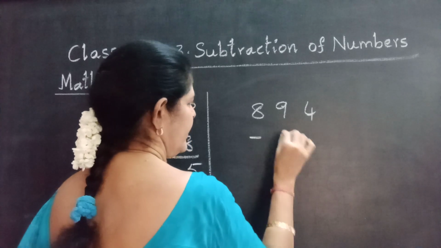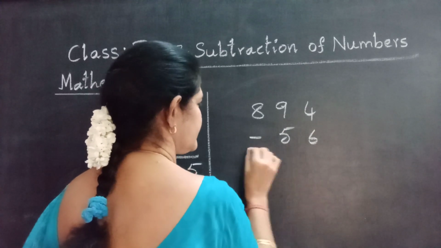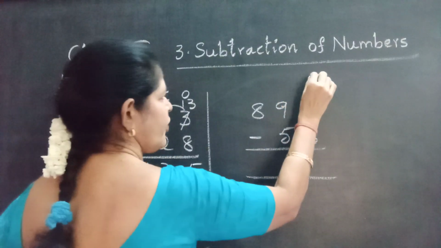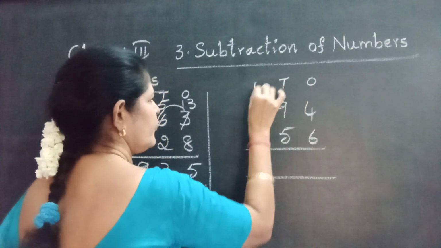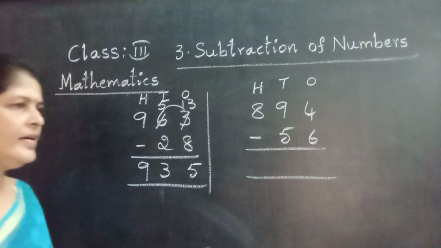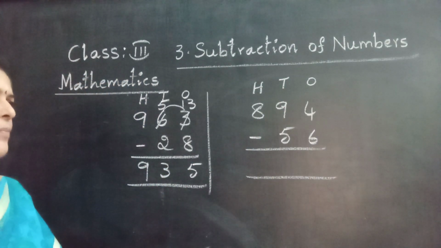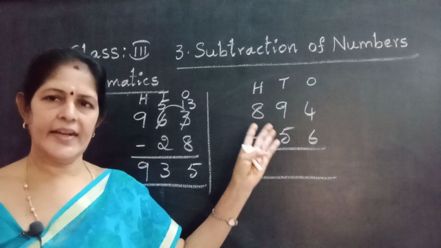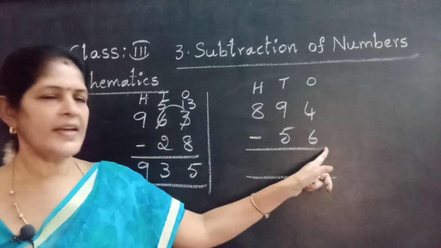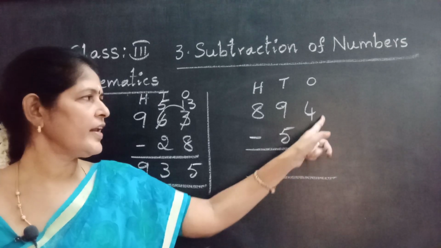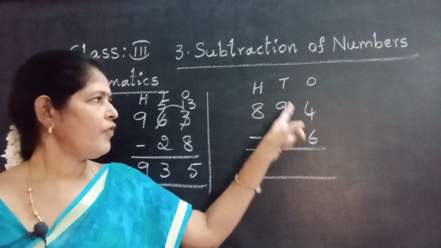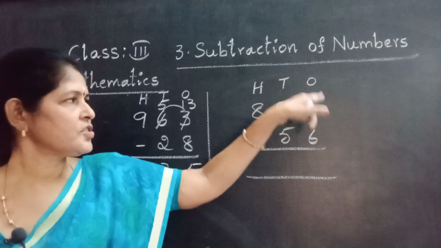894 minus 56. One more example. Yes, start from the ones place. The first number is a 3-digit number. The second number is a 2-digit number. We subtract 56 from 894. 4 minus 6 is not possible. 4 is less than 6. Then the borrowing concept. One number moves from tens to ones.